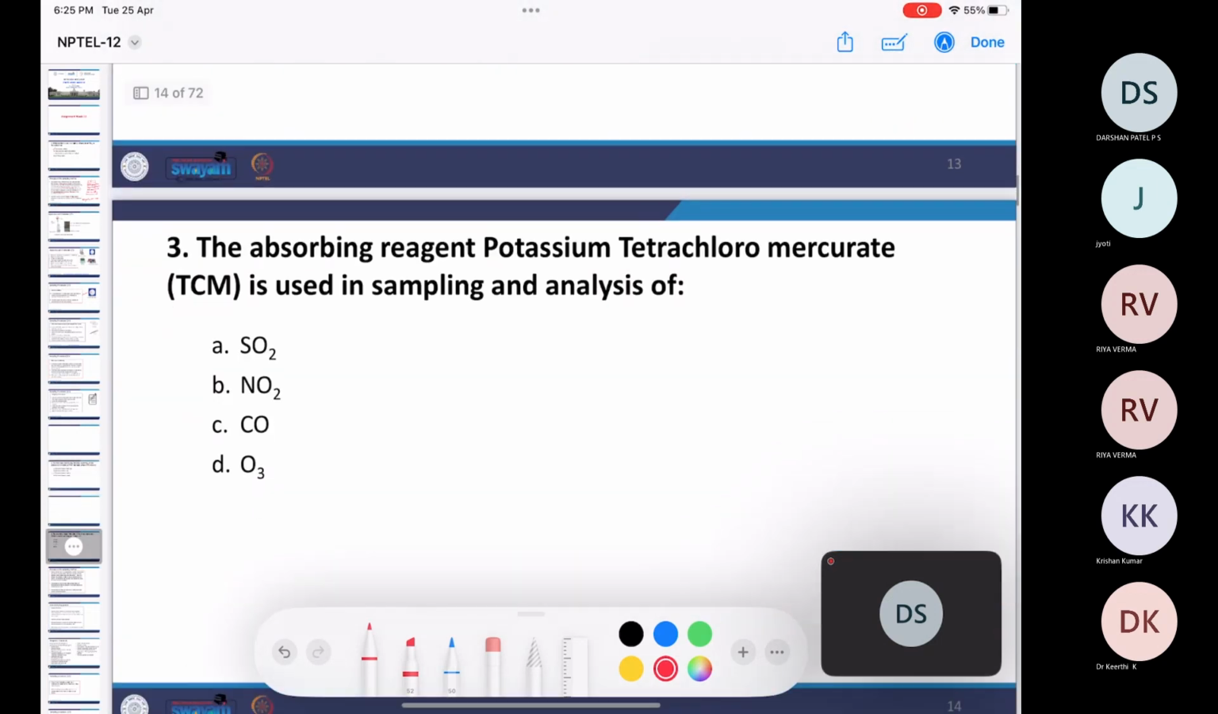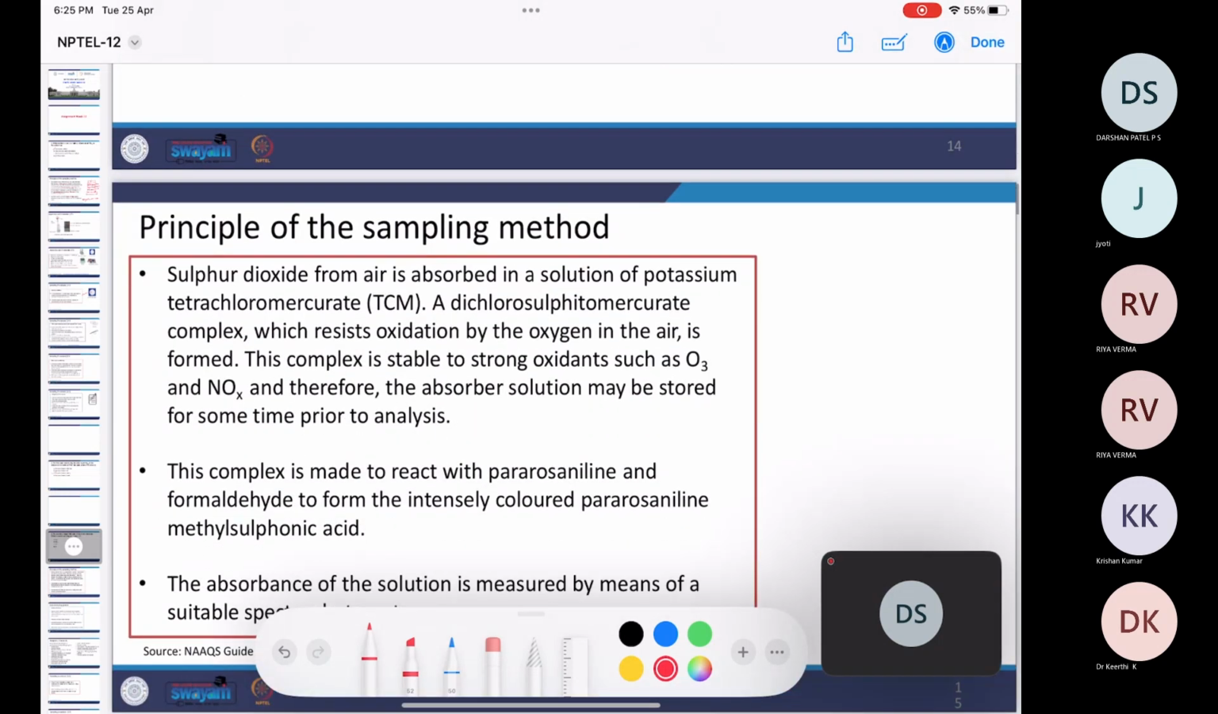Now, moving towards the next question. The absorbing reagent, potassium tetrachloromercurate, TCM, is used in the sampling and the analysis of option A, SO2, option B, NO2, option C, carbon monoxide, and option D, ozone. NO2. Okay, Jyoti is saying NO2. Anyone else? Krishna is also saying B. Okay, so it's correct.